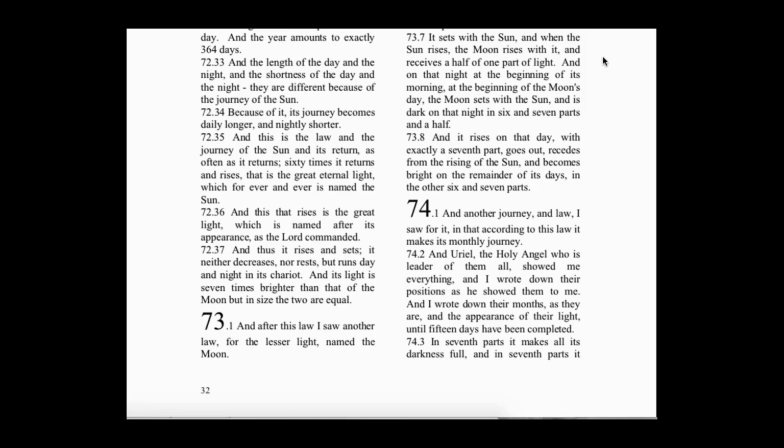So the sunrise and moonrise together. And it rises on that day with exactly a seventh part, goes out, recedes from the rising of the sun, and becomes bright on the remainder of its days in the other 6 and 7 parts. So we will go back to it to explain that.